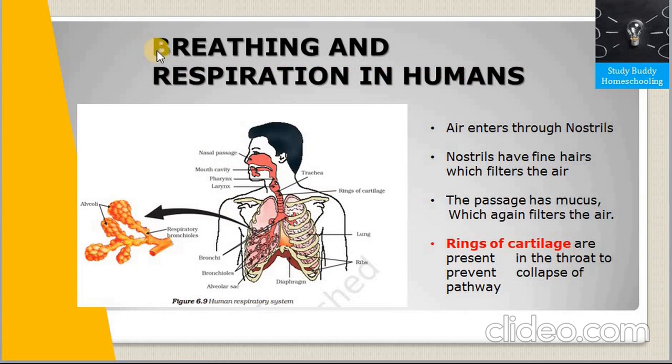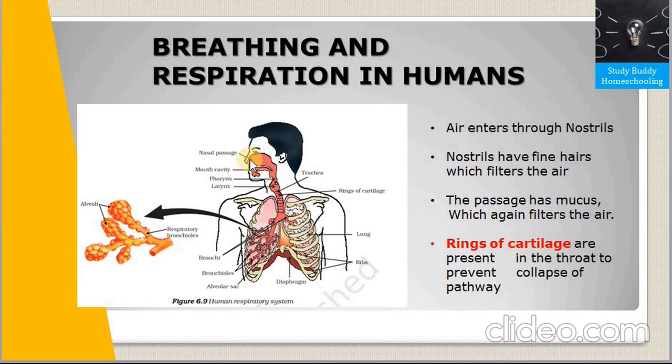So now let's see breathing and respiration in humans. Breathing, we all know, is a very mechanical process of taking in oxygen and releasing out carbon dioxide in humans. This happens through the nostrils and lungs present in our body, which is the respiratory system. We have a system called respiratory system in place. So how does this happen?